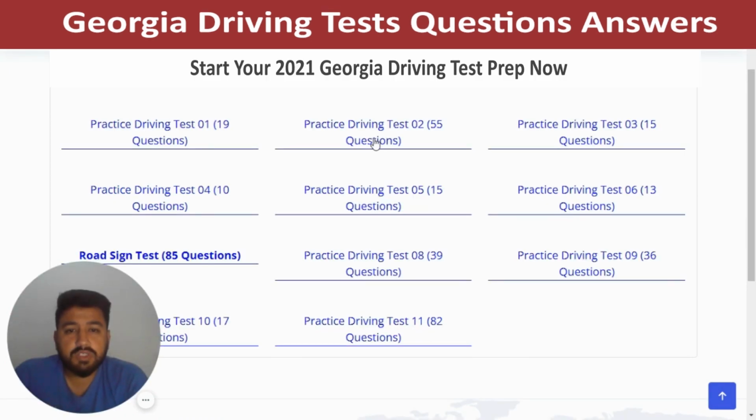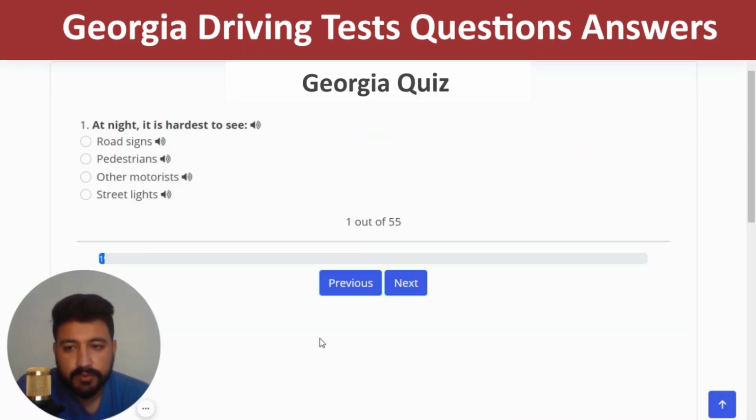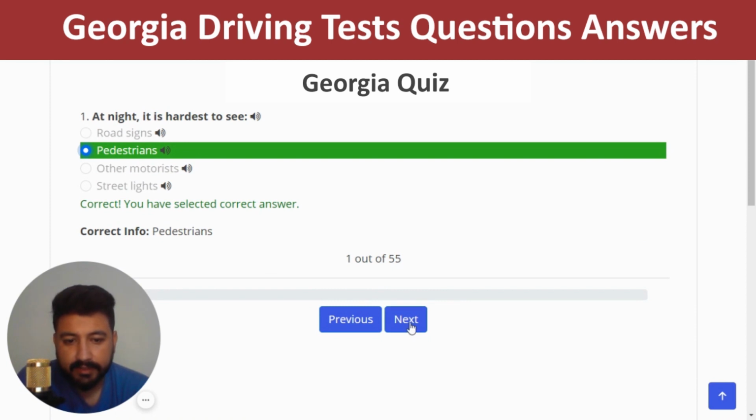We have completed our first quiz and now it's time to move to the second one. So I'm going to click on the practice driving test number 2, which has 55 questions. So let's click on this. Okay, the first question is, at night it is hardest to see. The right answer of this question is pedestrian. So I'm going to click on the second option, correct, and next.